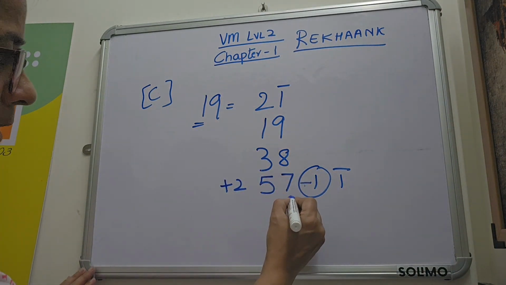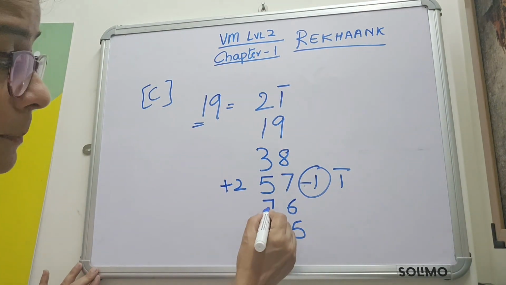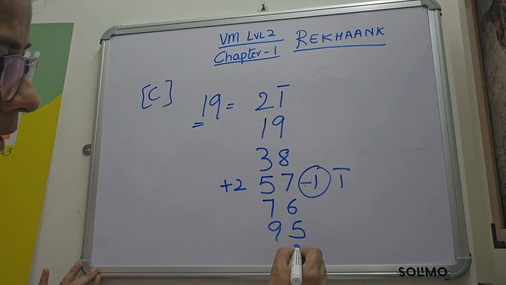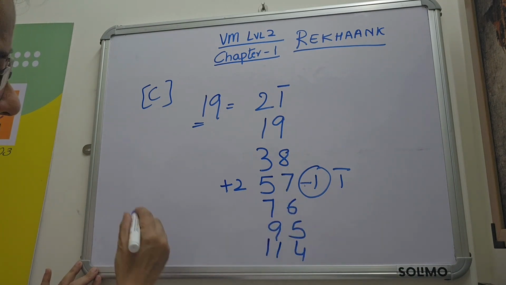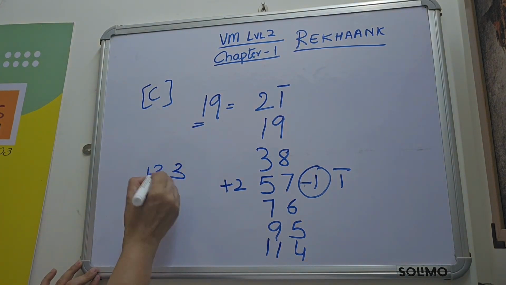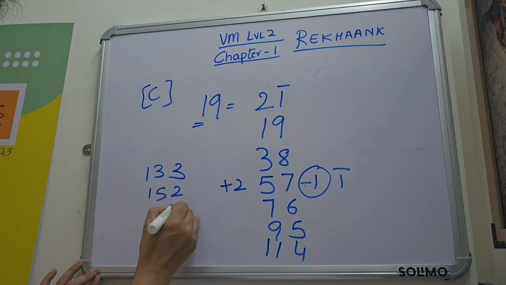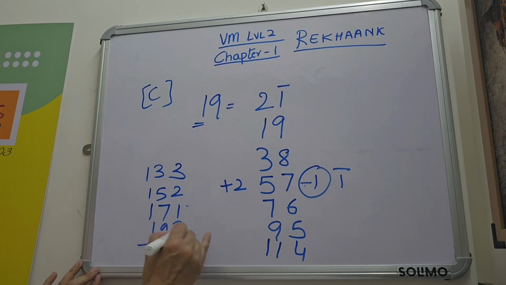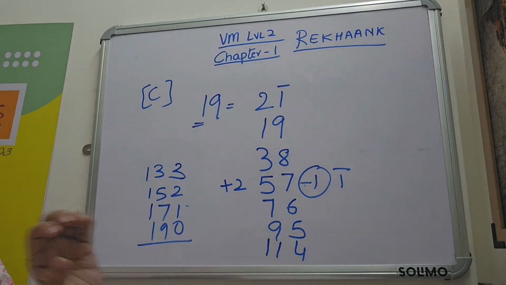Okay, so this will become 6, this will become 7, this will become 5, this will become 9, this will become 4, this will become 11. Next what will it become? This will become 3 and this will become 13, this will become 2 and this will become 15, this will become 1 and this will become 17, and this becomes 0, this becomes 9. So this is how it's a very easy method of writing any tables using Rekhank.